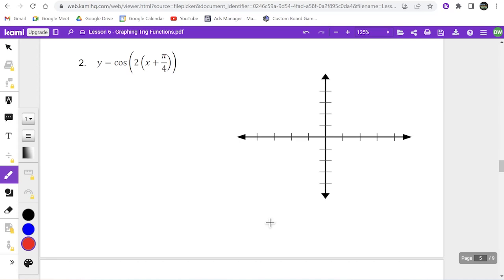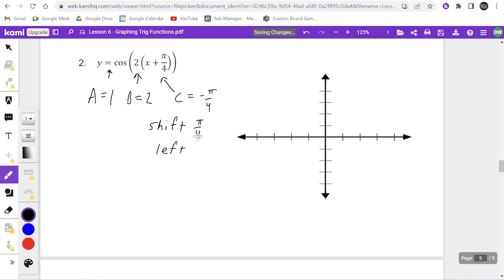Next one, y equals the cosine of whatever nonsense is in the middle here. But it's really not nonsense. Why not? Because we know, based on our formula we said earlier, A is the invisible 1 in front of the cosine. B is that 2, which is going to help us find the period. C, remember, it's always the opposite, negative pi over 4. You can remember that as a shift of pi over 4 to the left. That's what that's going to do. And then D is 0, it looks like, because there's nothing going on after. That means there's no vertical shift. Our midline is at 0.